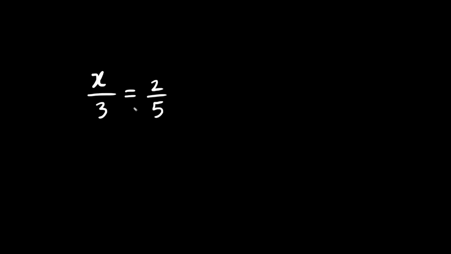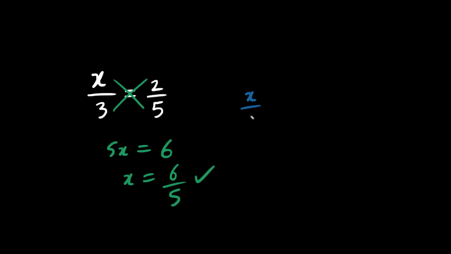Let's solve this equation by cross multiplying. 5 times x is 3 times 2. 5x equals 3 times 2 is 6. Divide both sides by 5. X equals 6 over 5. Another way of solving x over 3 equals 2/5 is to multiply both sides by 3. These 3's cancel, and so we have x equals 2 times 3 is 6 over 5.